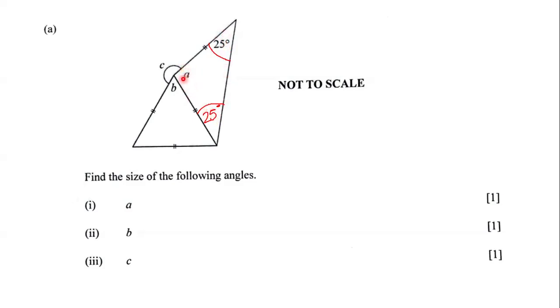But we still have to figure out the size of angle A. Now, angle A is inside of this triangle, and the rule tells us that angles in a triangle add up to 180 degrees. So 25 plus 25 plus A must add up to 180 degrees. To find angle A, we add 25 and 25, and subtract that sum from 180 degrees. So A is equal to 180 degrees minus the sum of 25 plus 25.